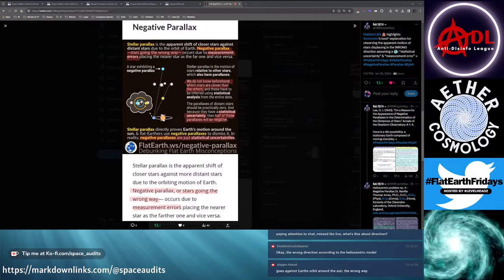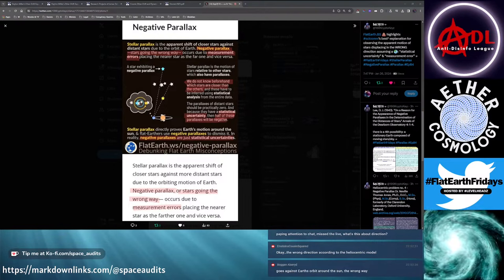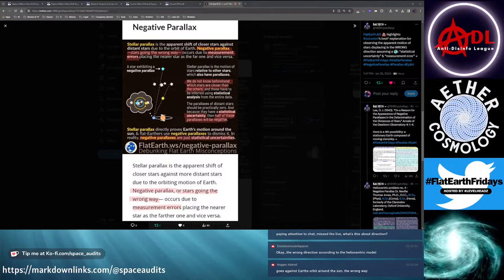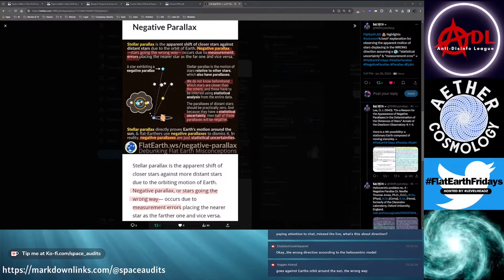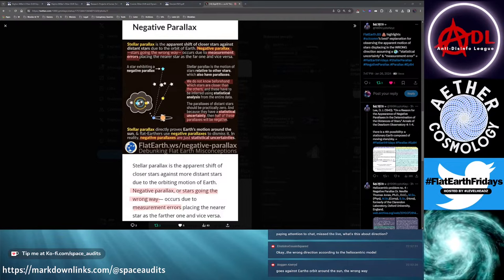They can't even get through one sentence without assuming the ending, right? Negative parallax, and they say they're honest about this, stars going the wrong way, occurs due to measurement errors, placing the nearer star as the far one and vice versa. So this is what they're saying, y'all. They're saying, hey, we are grouping certain stars by what we observe, maybe their luminosity, the way that they oscillate. You know, this group of stars does this, so they got to be further away. And this group of stars does this, so they got to be closer to us. So this is what they do. They kind of guesstimate this.